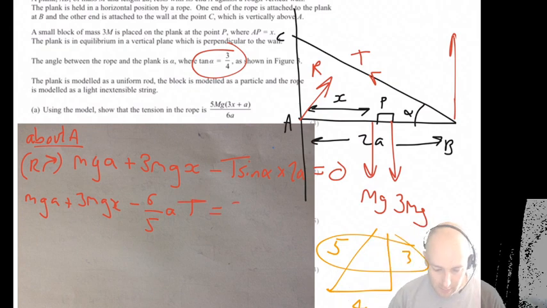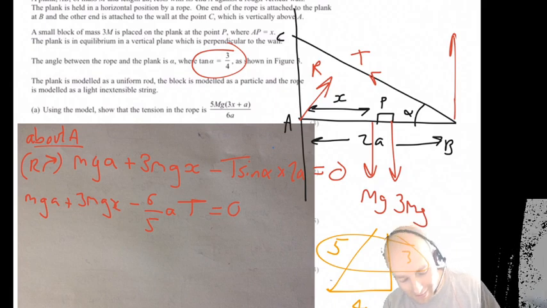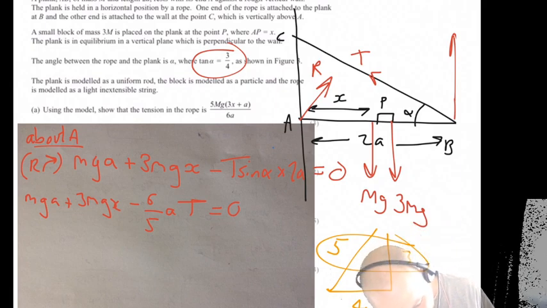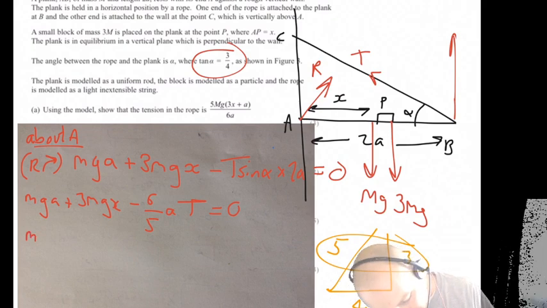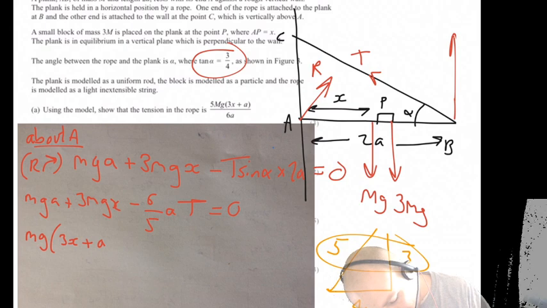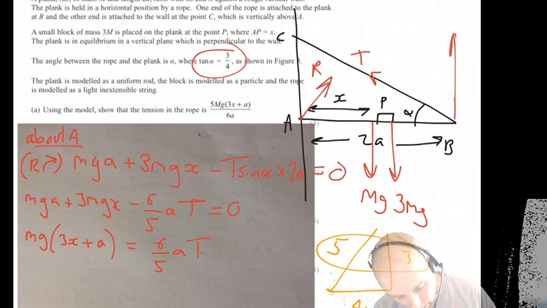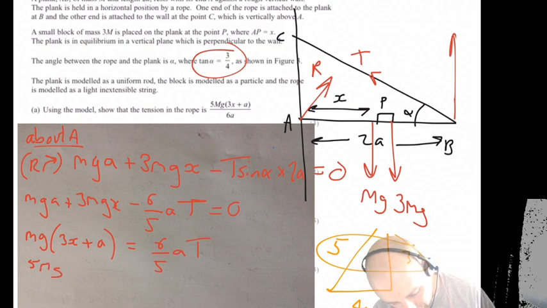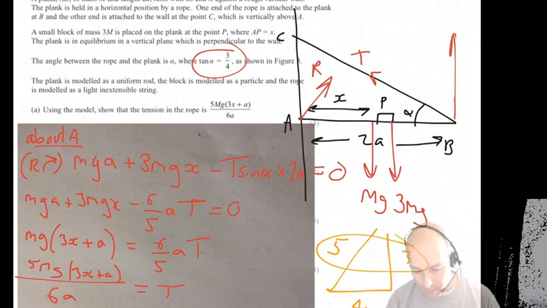We want to rearrange to get t. So we're going to add that term to the other side, and I'll factorize these while we're there. If I take out a factor of mg, we get 3x plus a equals 6/5 of at. Divide the other side by 6/5 a to get 5mg(3x plus a) over 6a equals t. So that's how you do the first bit.